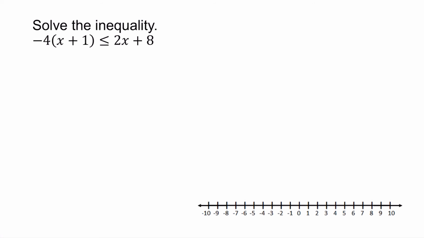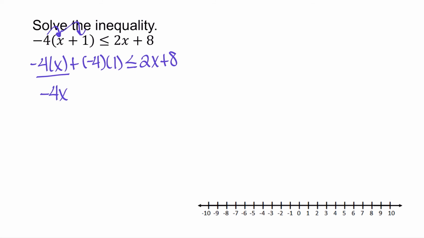So I'm going to start off here by distributing. So I have negative 4 times x plus negative 4 times 1 is less than or equal to 2x plus 8. Negative 4 times x will be negative 4x plus negative 4 times 1 will be negative 4, and that's less than or equal to 2x plus 8. So I have a double sign right here, so I'm going to go ahead and combine that plus negative into a subtraction.